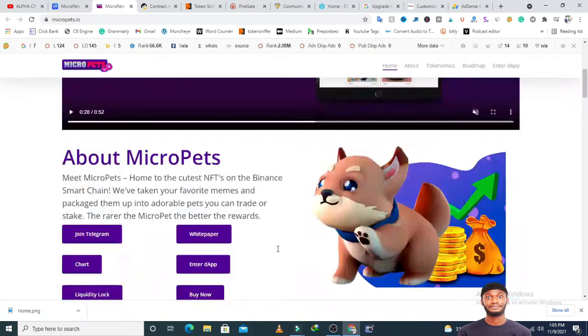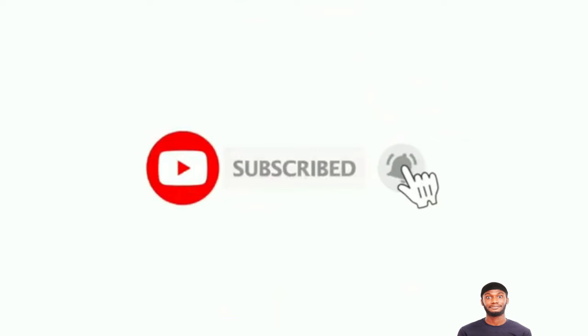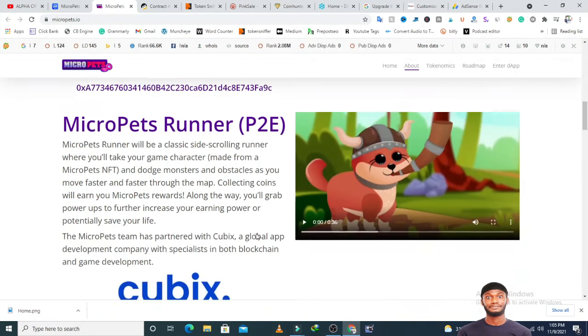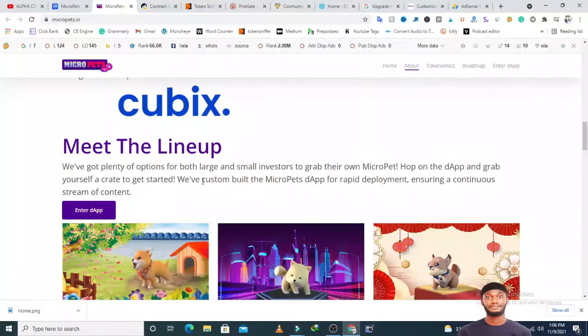Then this is the MicroPet Runner P2E. MicroPet Runner will be a classic side scrolling runner where you take your game character made from a MicroPet NFT and so on. So there's a game actually. There's a game, you know. I love the way they designed this site. This site looks very, very professional. I like it. This is the lineup.